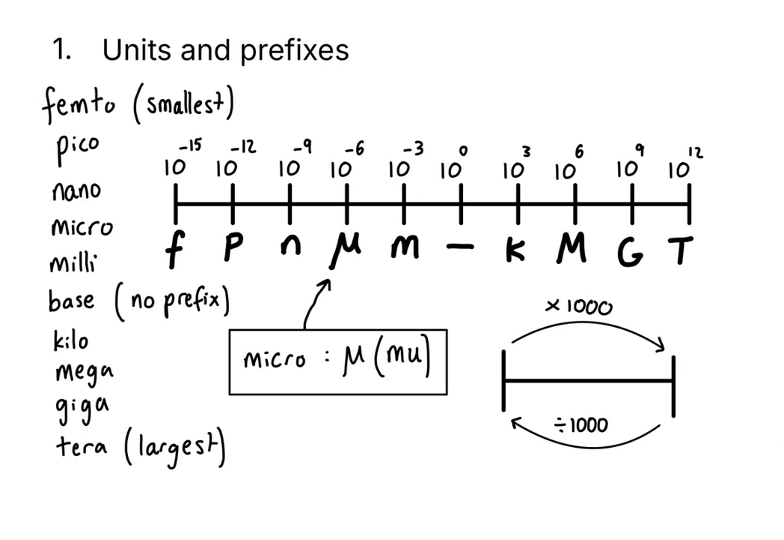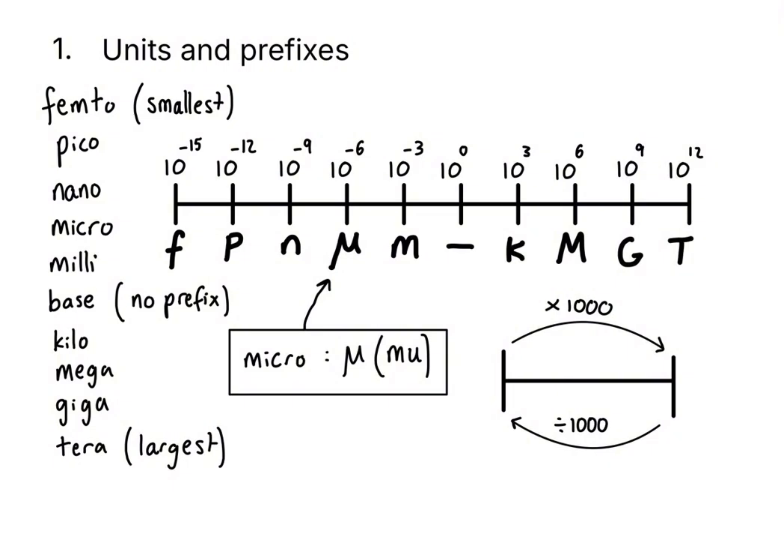Before any of the physics, a bit of housekeeping that will save you marks in every single paper. Prefixes. Physics deals with things that are unimaginably tiny and unimaginably huge, so rather than writing that a nucleus is 0.000000000000003 meters across, we use prefixes as shorthand. The key pattern to burn into your memory is this.